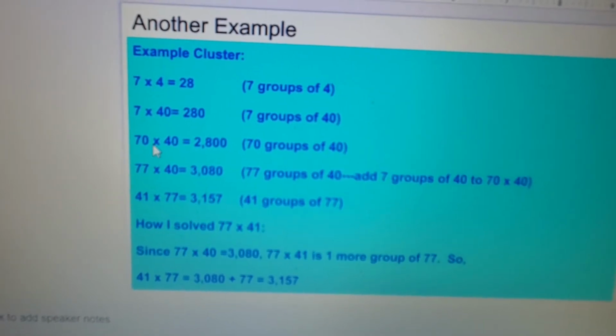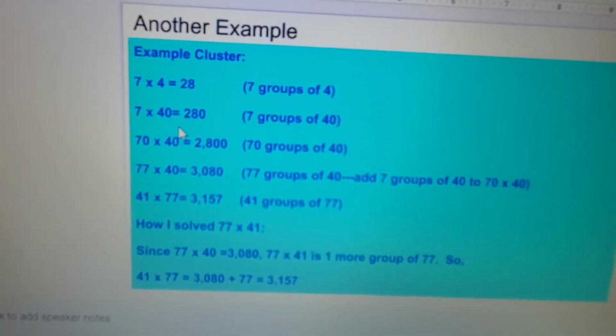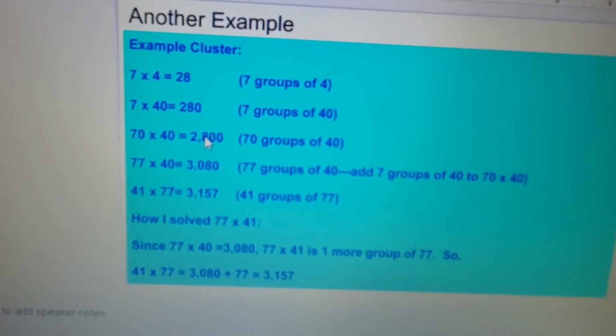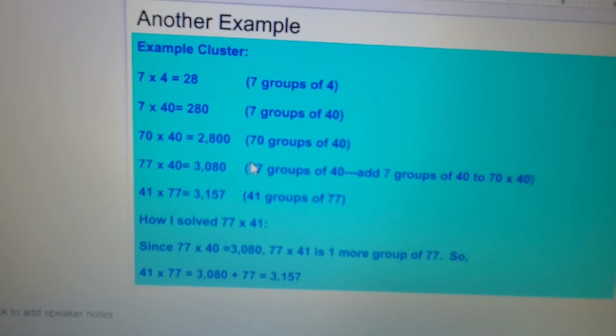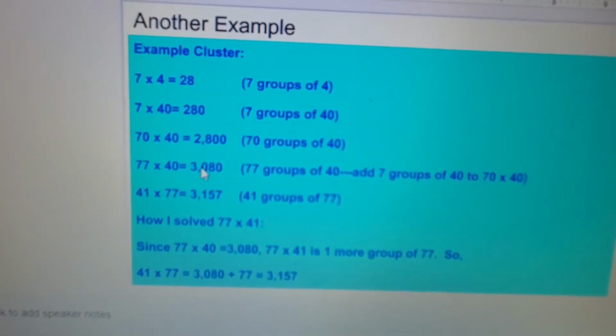Now, if I want to solve 77 times 40, I notice that this has 7 more groups of 40 than the first problem. Well, 7 groups of 40 is 280. So if I add this and that, these two, I get 3,080. Okay, so I use these two to help me solve this one.